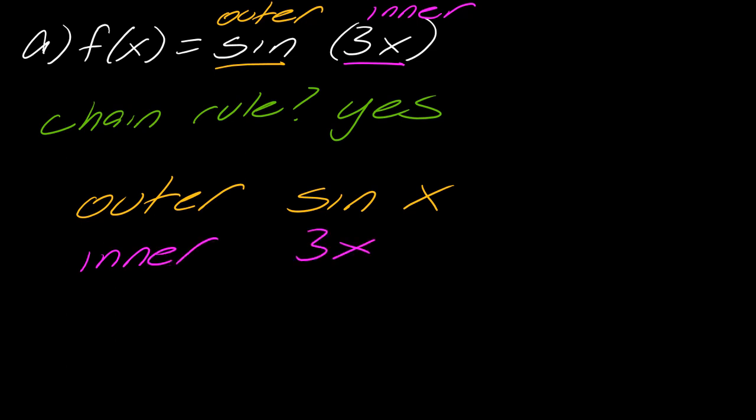Now, for our purposes, I really think all you have to do is, I usually like just using color coding to identify these, and then identify outer, mid, inner, whatever. So these would be the two functions that you're thinking about when you take the chain rule.